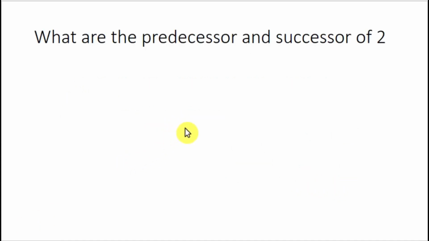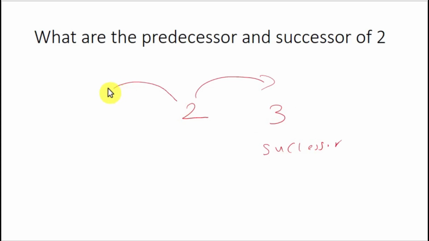So, what are the predecessor and successor of 2? Here I told you successor means we have to add 1. So 3, this is the successor. What is the predecessor? We have to subtract 1. So 2 minus 1 is 1. 1 is the predecessor.